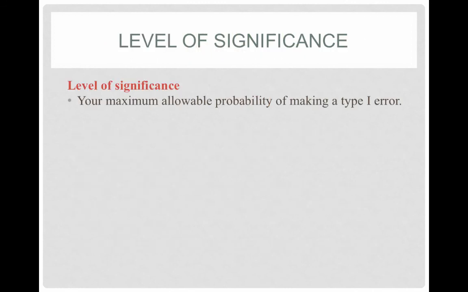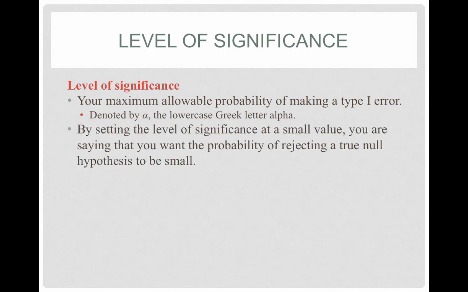What is level of significance? Your maximum allowable probability of making a type 1 error is the level of significance. We're going to use the letter alpha, the lowercase Greek letter alpha. Again, it's the maximum allowable probability of making a type 1 error. Typically, what is alpha for a hypothesis test? We'll look at 5% and 1%. Those are the main ones. By setting the level of significance at a small value, you are saying that you want the probability of rejecting a true null hypothesis to be small.